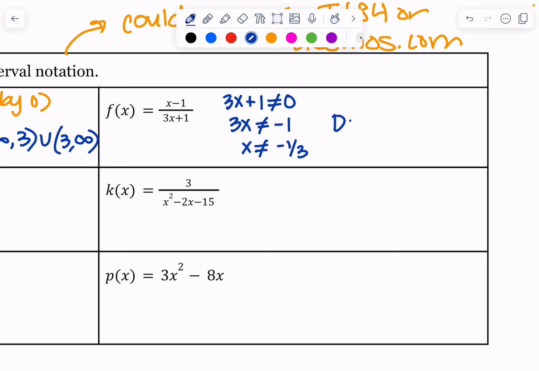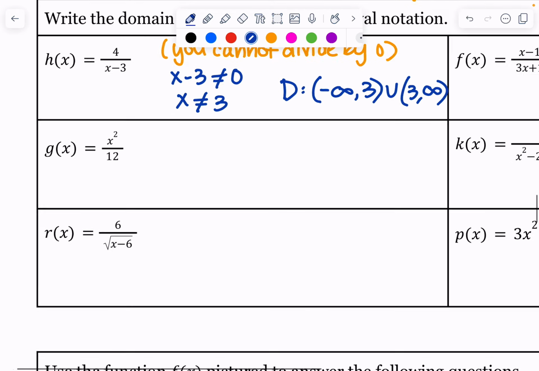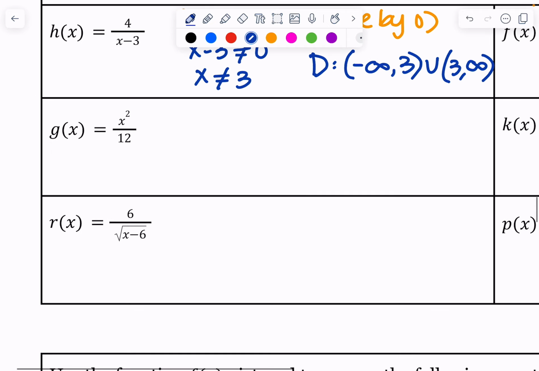So for this one, the domain is going to be very similar to the last one. We're going to have a gap this time at negative 1/3. So this would be negative infinity to negative 1/3 with my gap, or union with the next section, negative 1/3 all the way to positive infinity. So there's a tiny, tiny, tiny infinitesimal gap at negative 1/3. x cannot equal negative 1/3.